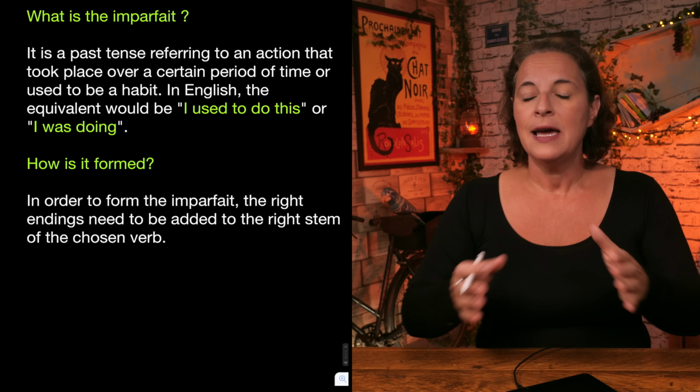We're going to look at how to conjugate a verb in the imparfait, or in English we would say imperfect or past tense, okay? Now, what is the imparfait? Let's have a look at it, okay?